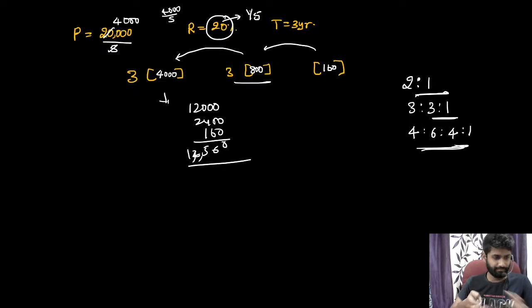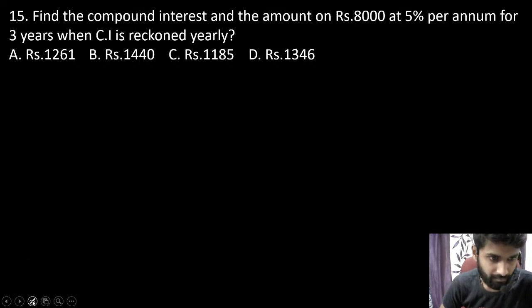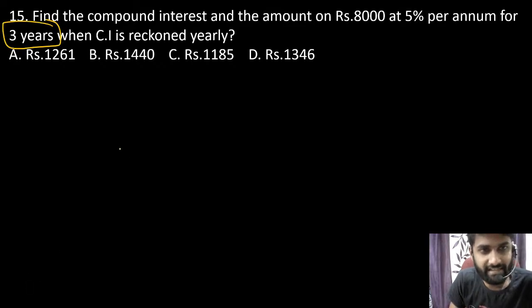Guys, is it clear? Now you can try this question. Now you can understand better. Now guys, here the question is related to 3 years. 3 years means we need to calculate using the ratio 3 is to 3 is to 1.